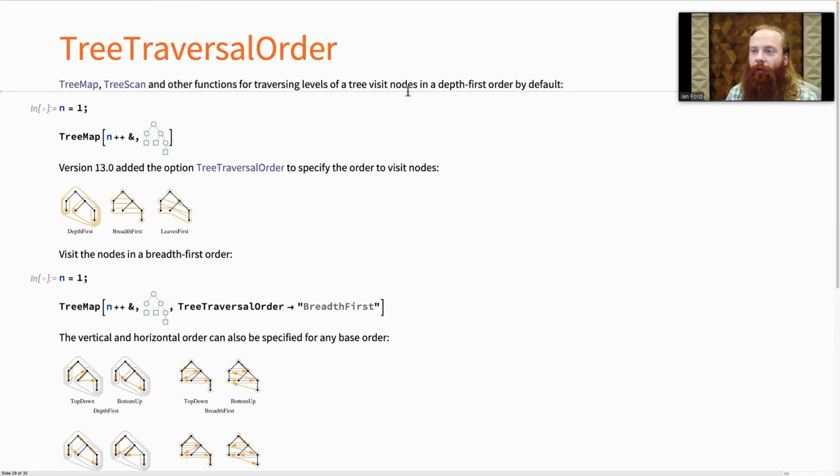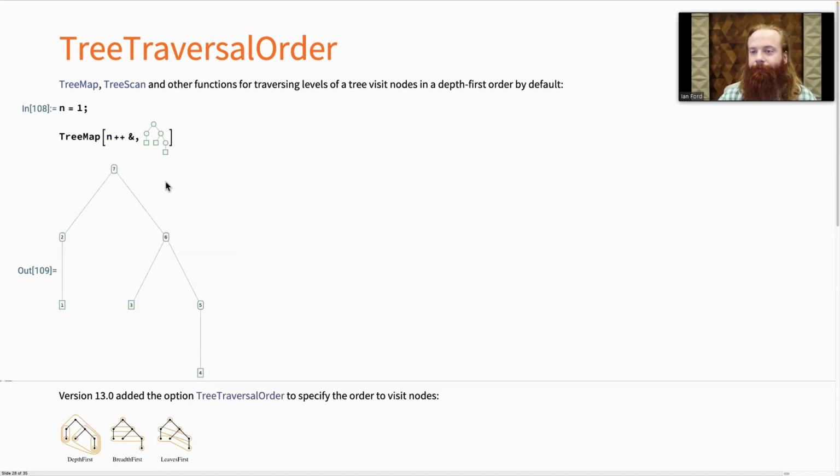That brings me to tree traversal order. This is a way in functions that take level specs to specify what order to actually visit the nodes. By default, the nodes are visited in a bottom-up depth first order. So here I'm going to start with n equal 1 and just number the nodes of this unlabeled tree, incrementing each time. If I do this, I get this tree where the nodes have been numbered starting at 1, and then in a depth first order going 1, 2, 3, 4, 5, 6, and 7.